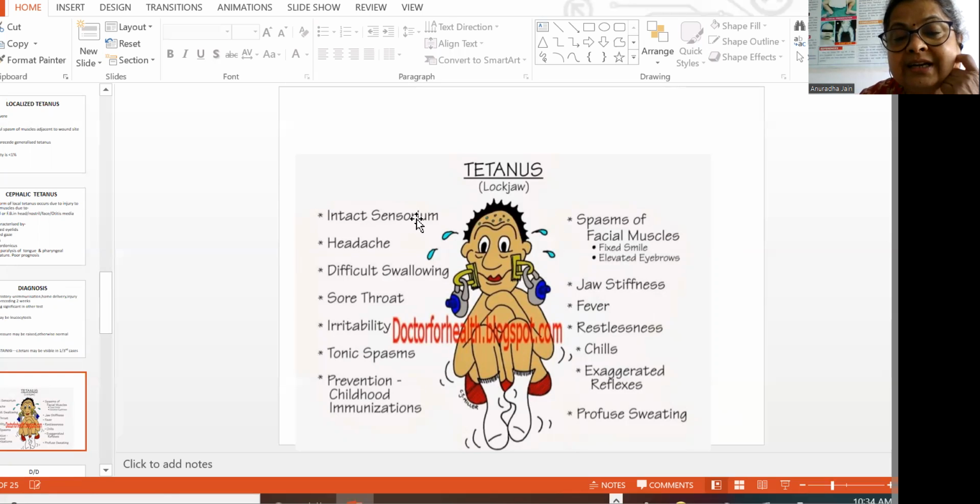You see this intact sensorium, how anxious he is looking in anticipation of the next spasm, because the cortical functions are intact. Then he may have headache, difficult swallowing because of dysphagia, sore throat, irritability, tonic spasms, and prevention of childhood immunization is the prevention. He is having spasm of facial muscles, then jaw stiffness, fever, restlessness, chills, exaggerated reflexes, and profuse sweating.